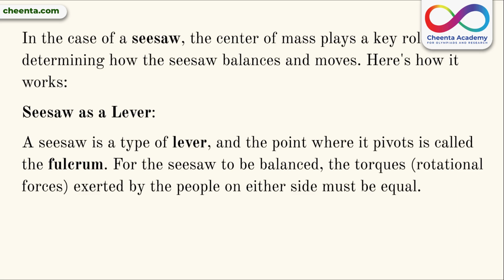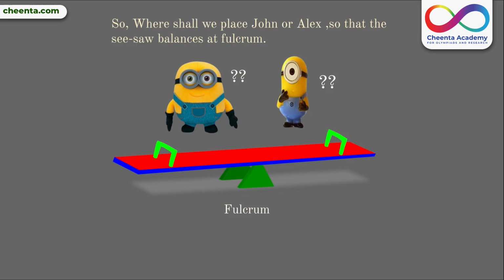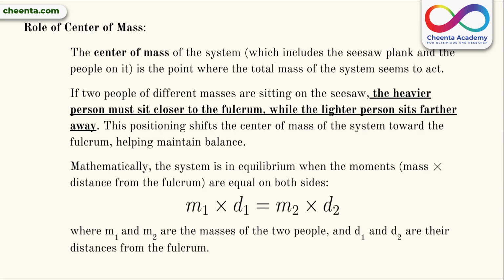The seesaw acts as a lever with the fulcrum at the center. To balance the seesaw, the torques or rotational forces on both sides must be equal. The heavier person, Alex, needs to sit closer to the fulcrum, and John, being lighter, must sit farther away. Mathematically, we can balance the seesaw by ensuring that the product of mass and distance is equal on both sides. In this case, we use the formula m1d1 = m2d2.